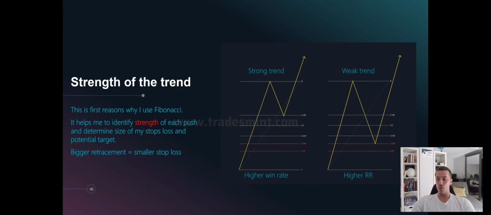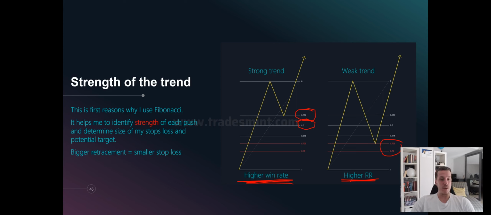Now, another thing I want you to understand about Fibonacci is if you use Fibonacci levels such as 0.382 or 0.5, you're most likely going to have a higher win rate, right? Because it indicates this trend is strong and it is more likely that the price is going to go up. Now, if you use these two, you're most likely going to have a higher risk to reward but lower win rate. So it's your choice on what you prefer.